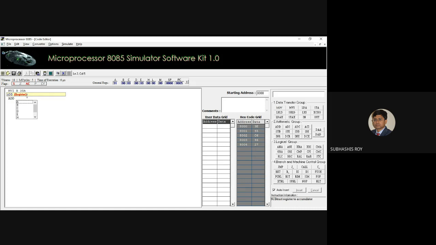Now I can add using ADD B. So after that, what will I get? I will get my result in the accumulator. Okay, now you can see, everything is zero. You start execution.